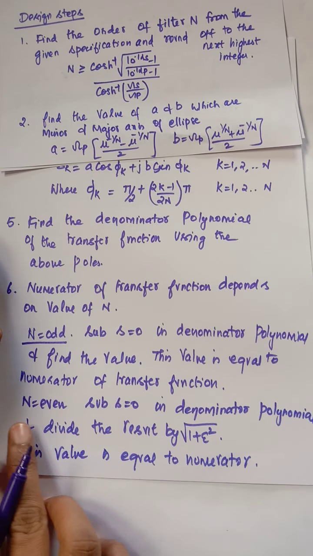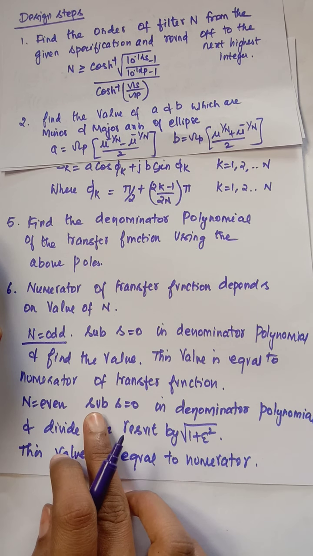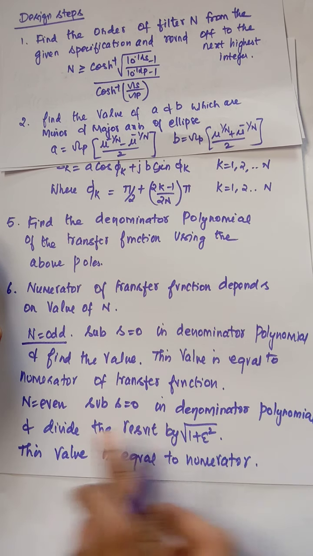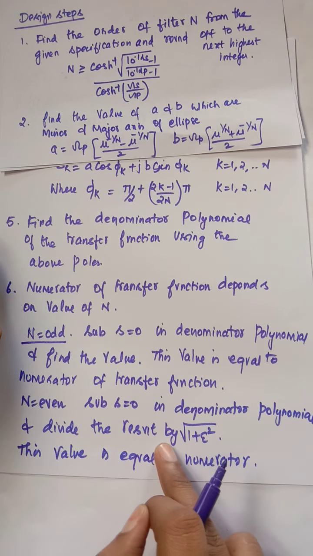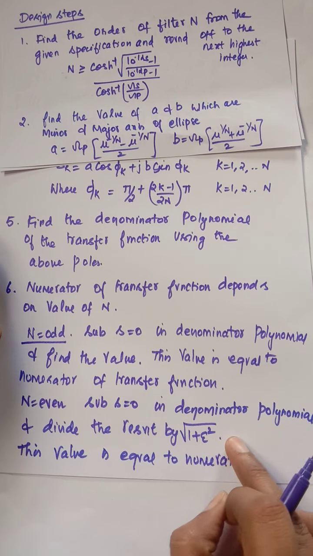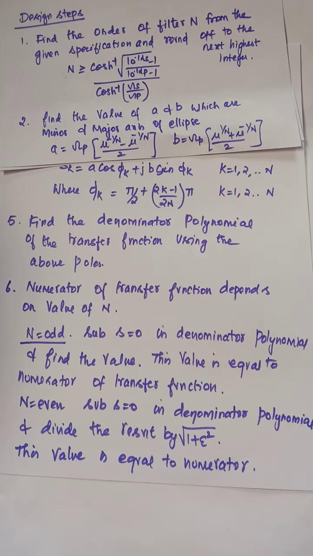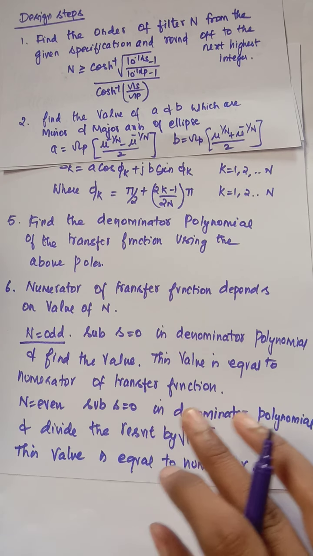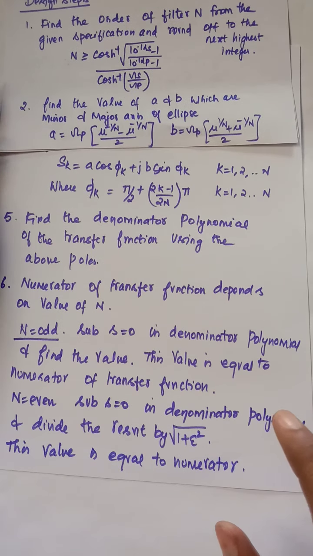That's it. Okay, so next, when n is even, we substitute s equal to 0 in the denominator polynomial, the same thing, and in addition to that, we divide that value by the square root of 1 plus ε square. So this value is now equal to the numerator. This is the design procedure. So here we have found the transfer function, similar to the Butterworth filter procedure, but with somewhat different steps.